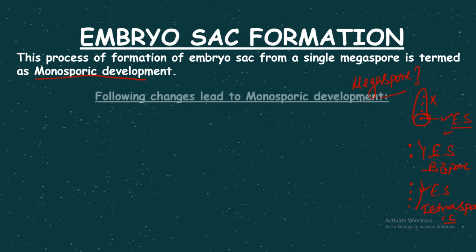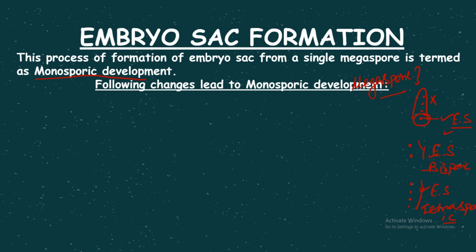Next, during the formation of the embryo sac, what changes will take place? First, what will happen? The single nucleus that is left will undergo mitotic division. Mitotic means it's an equational division, an equal division. Due to that, the nuclear number will increase. So one will form 2 nuclei.